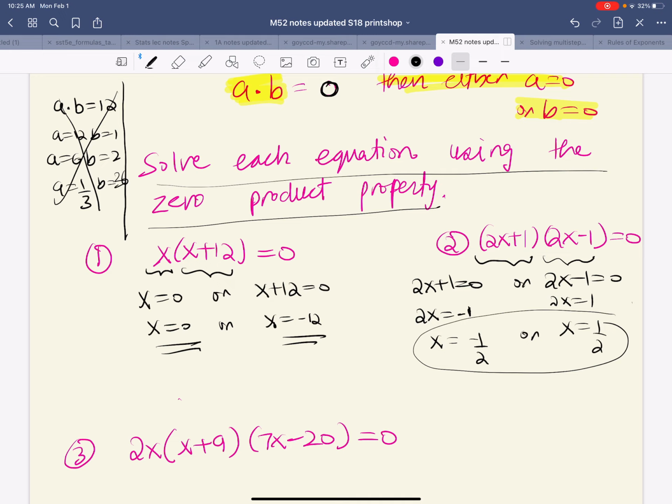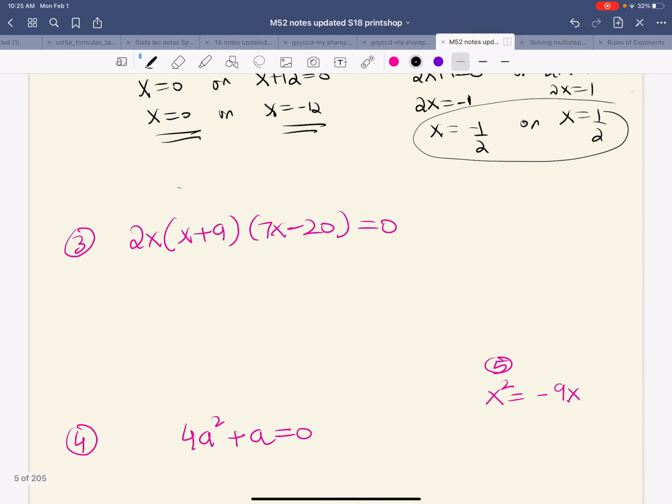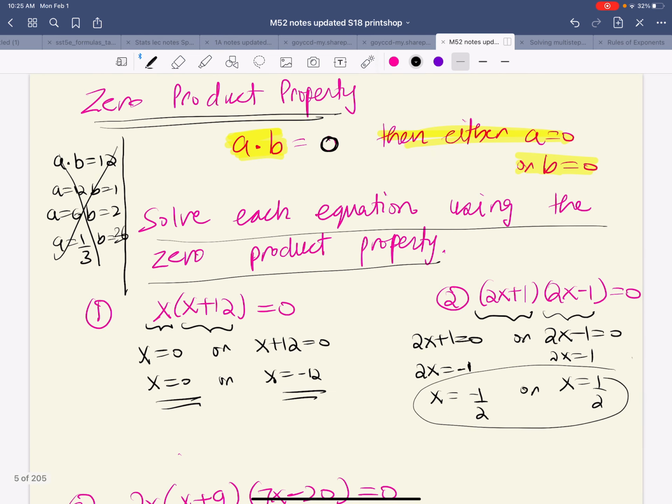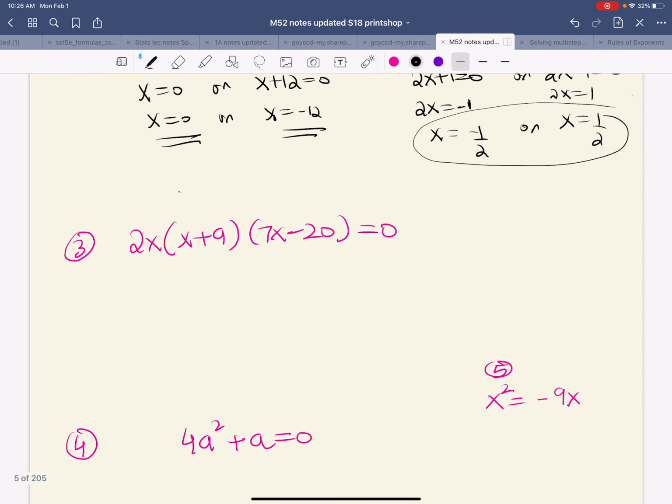Now we got number 3, equation number 3, 2x times x plus 9 times 7x minus 20. So this a times b equals 0 can be extended to more than two factors. If you have a times b times c equals 0, now 3 factors, or even 4 or 5 or 10, then one of them must be 0. Either a is 0 or b is 0 or c is 0. One of them must be 0.